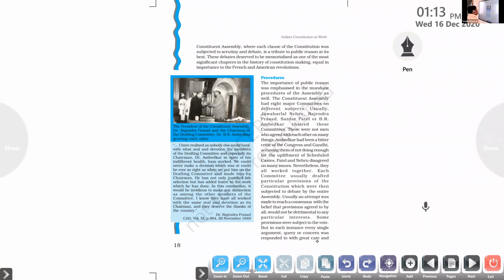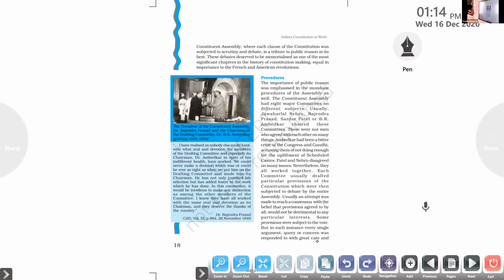It is a tribute to public reason at its best. So we can say that scrutiny and debate are the best example of giving importance to public reason. Rules and regulations are not for satisfying the demand of one group of people, but for the entire society.